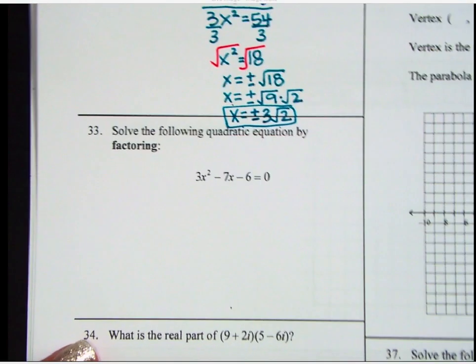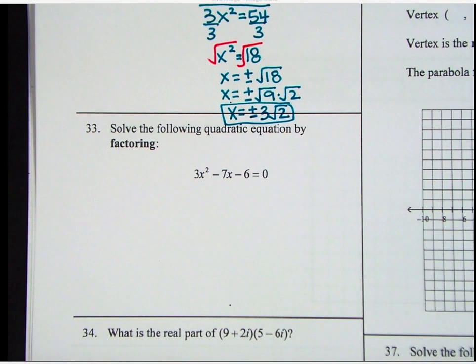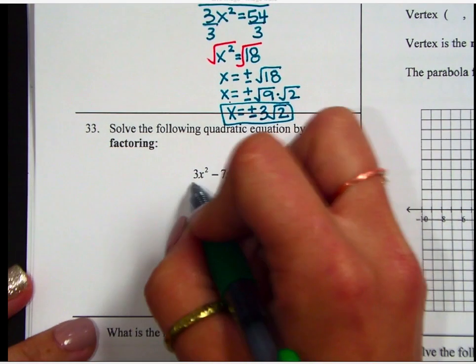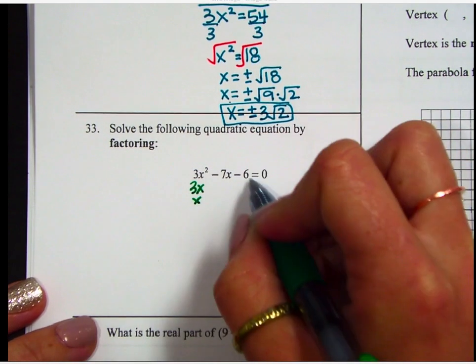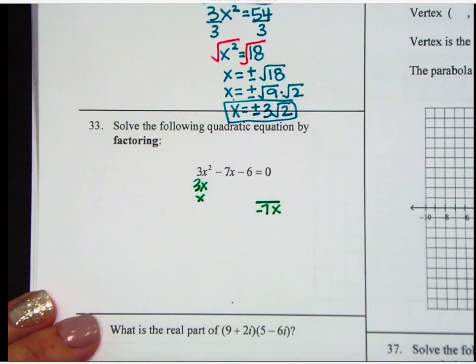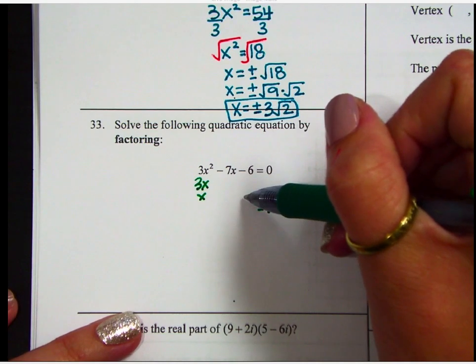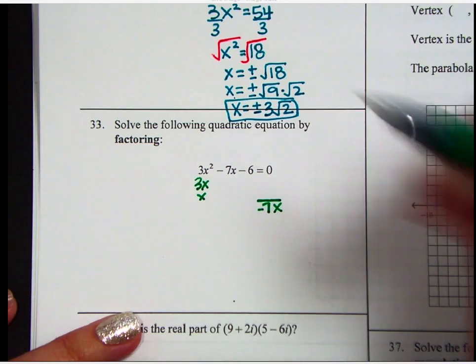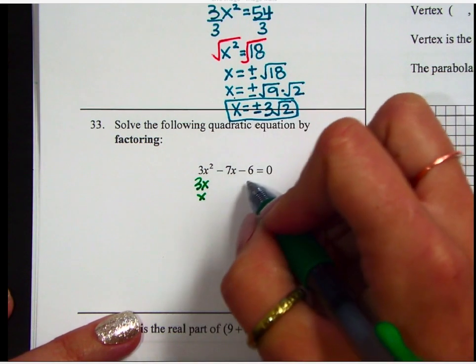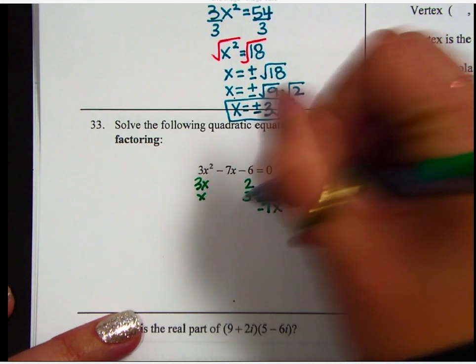We're going to solve the following equation by factoring. So remember, factoring method, we're going to factor and set our factors equal to 0. So 3x times x, and then think of numbers that will multiply to 6. We're going to try to add up to negative 7x. So we can try 3 times 2, or 2 times 3, 6 and 1, or 1 and 6. Looks like 2 times 3 would be a good pick.